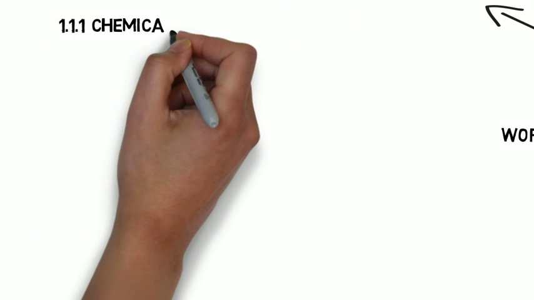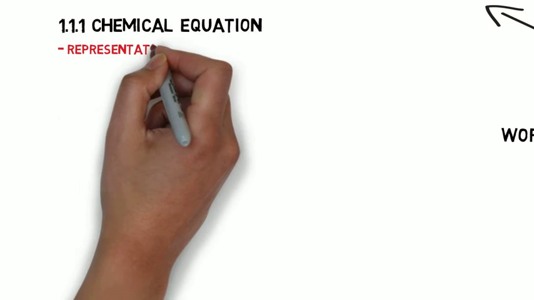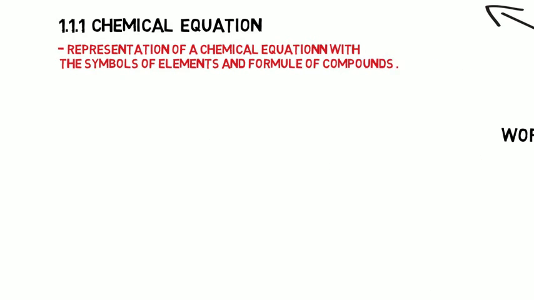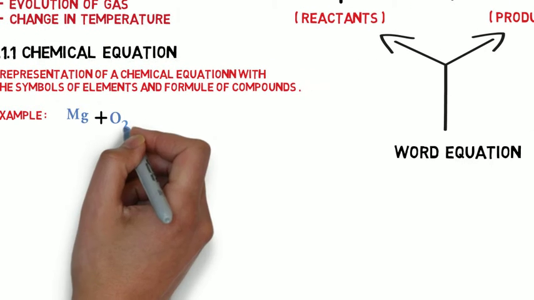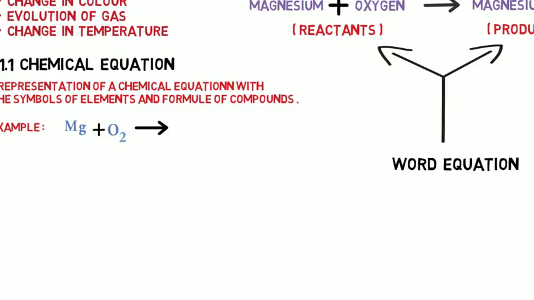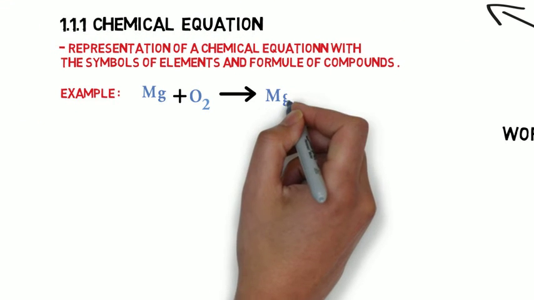Now let's have a look at the chemical equation. What is a chemical equation? The definition of a chemical equation: representation of a chemical reaction with the symbols of the elements and the formulae of compounds. For example, magnesium, which is Mg, plus oxygen, which is O2, gives us magnesium oxide, which is symbolized as MgO.